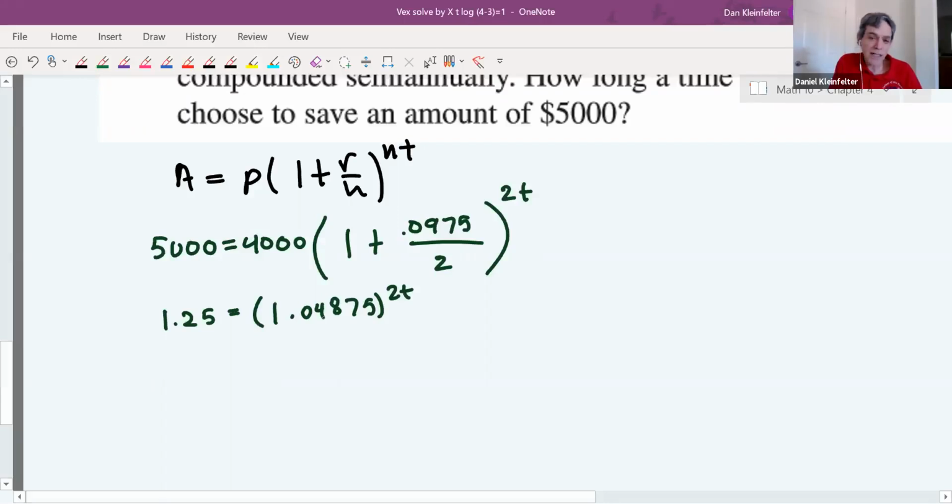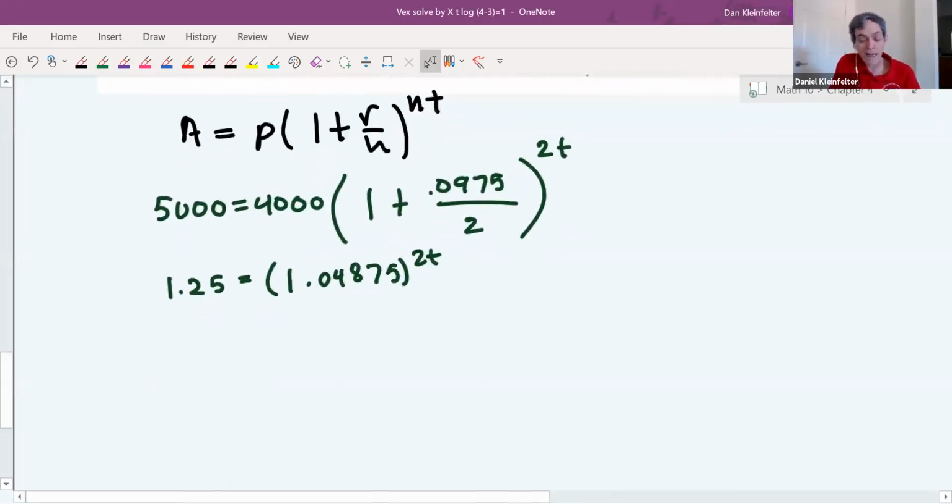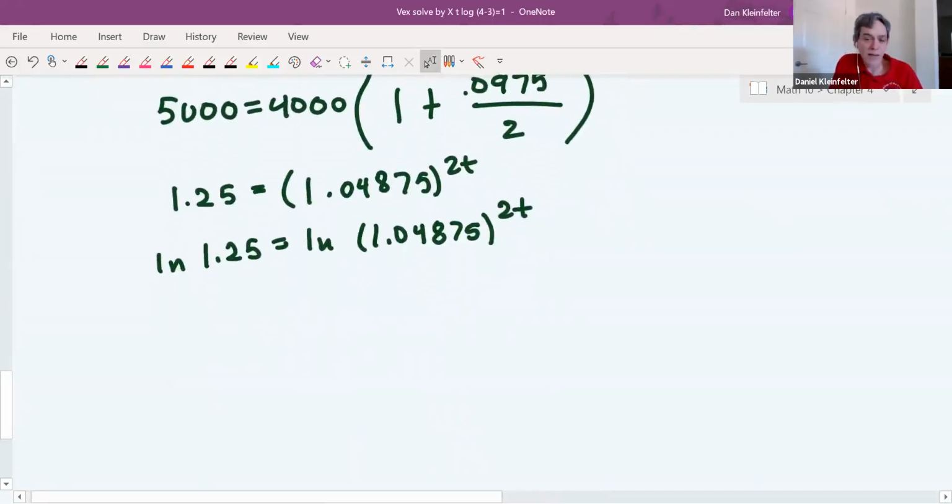So now, once again, we're going to take the logarithm of both sides. And again, it's up to you which one you choose. In the past, people usually use common logs just for variety's sake. I'm going to use the natural log this time. So let's say natural log 1.25 is equal to natural log 1.04875 raised to the 2t power. And as always, our reason for doing that is so that we can bring that exponent around front. So you'll see that 2t moving around front in the next step. Natural log 1.25 is 2t natural log of this decimal.